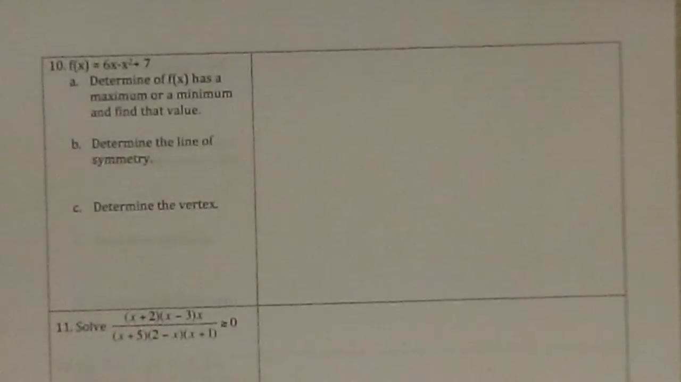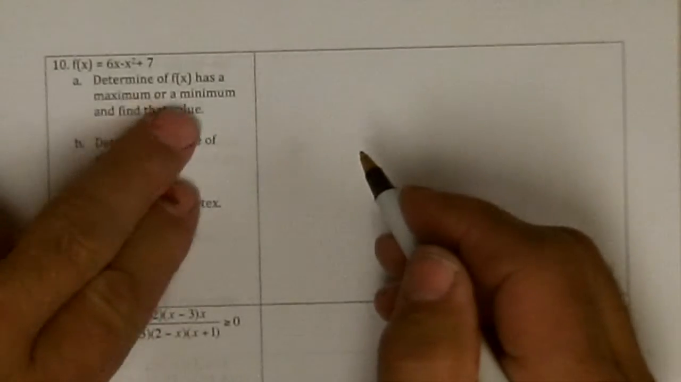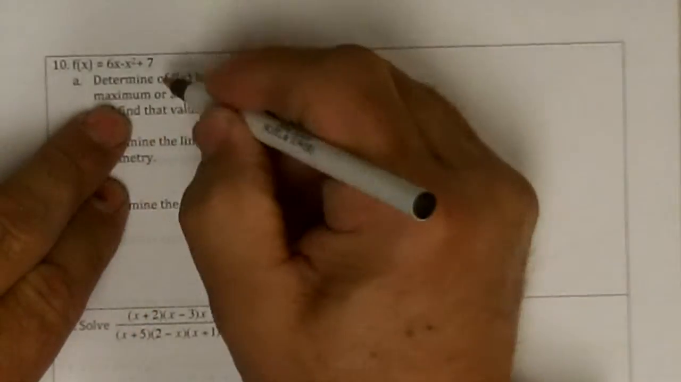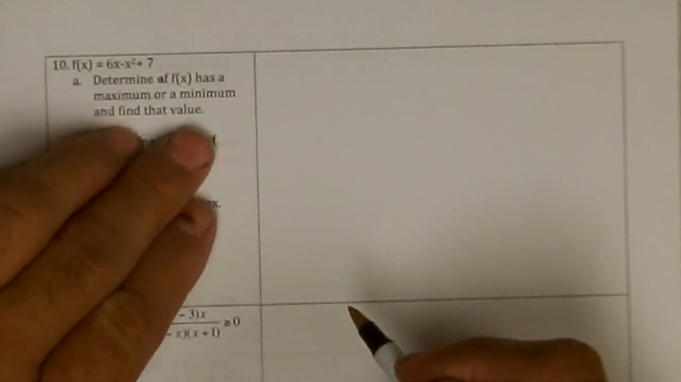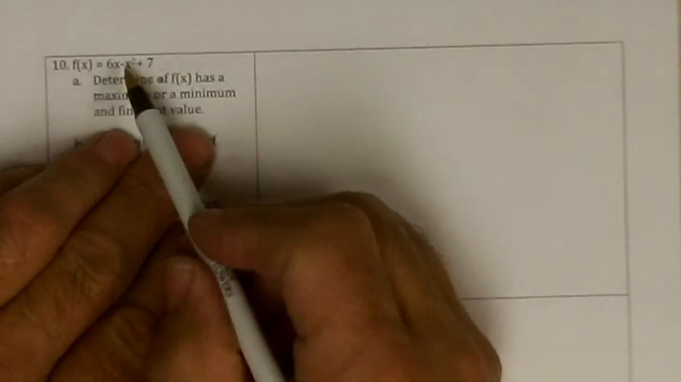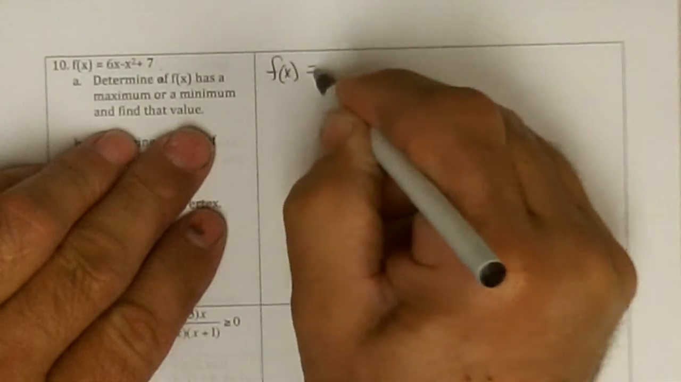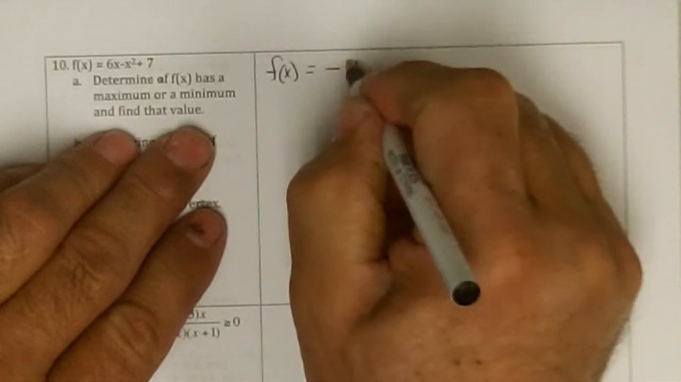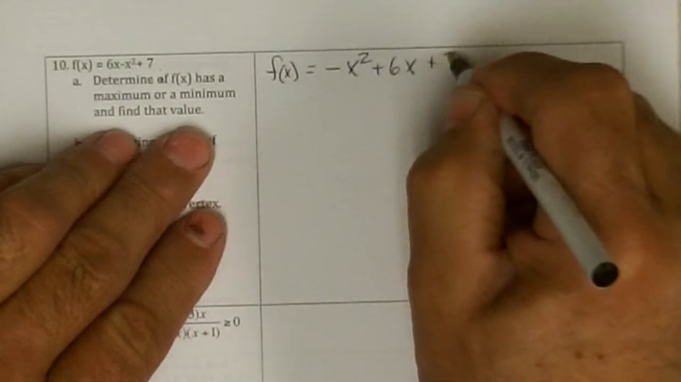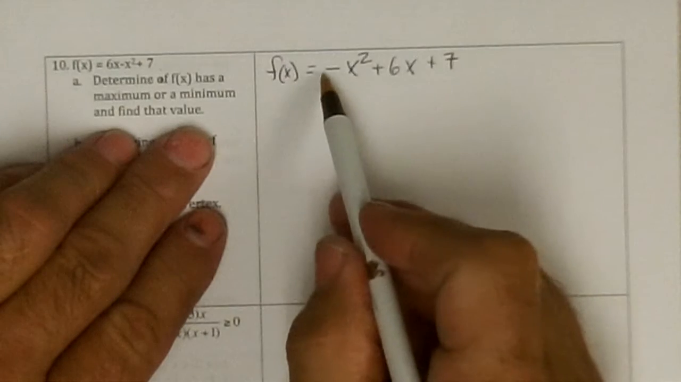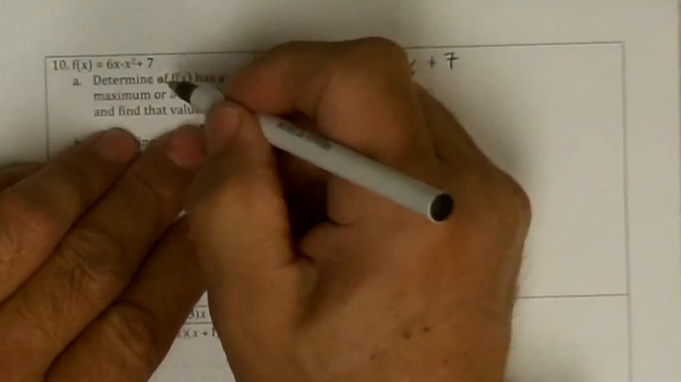Alright, let's do page 4 of the sample final here. So it says determine if, it should say if f of x is a maximum or minimum, and find that value. So if we write this in order, f of x equals negative x squared plus 6x plus 7, then we can see that this is an upside down parabola because of the negative.